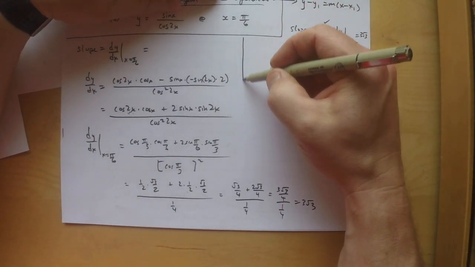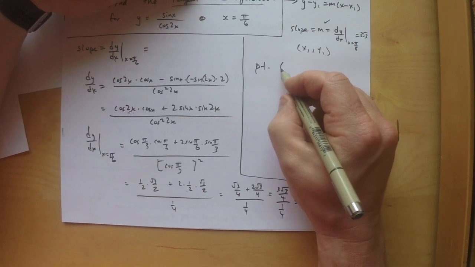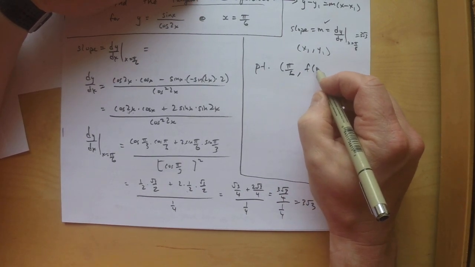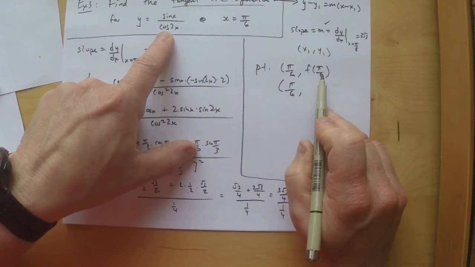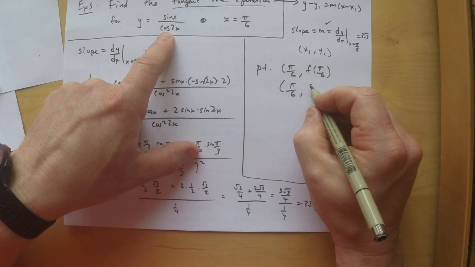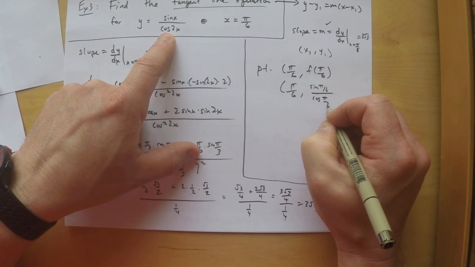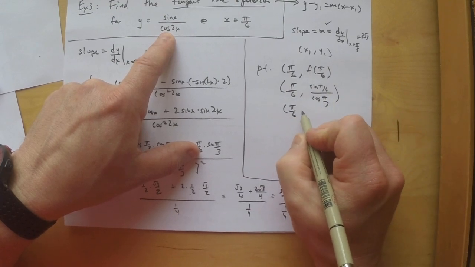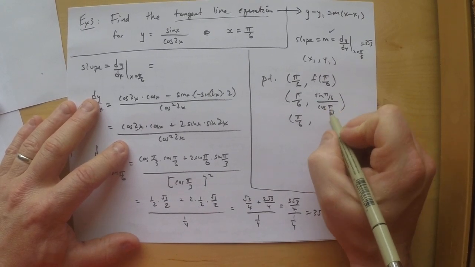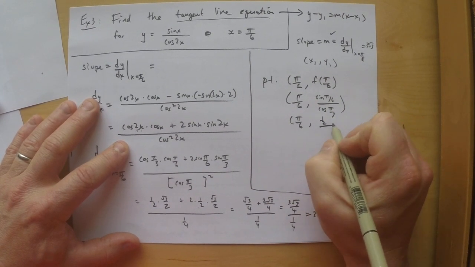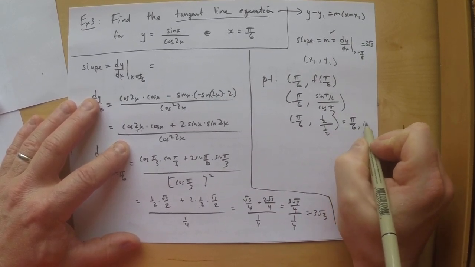And then my last little step here, that's the hardest part, is the point. The point, remember, is pi over 6, f of pi over 6. So I need to plug pi over 6 into the original function, and you get sine of pi over 6 over cos of pi over 3. Sine of pi over 6 is 1/2. Cos of pi over 3 is 1/2. Oh, the point is pi over 6 comma 1.